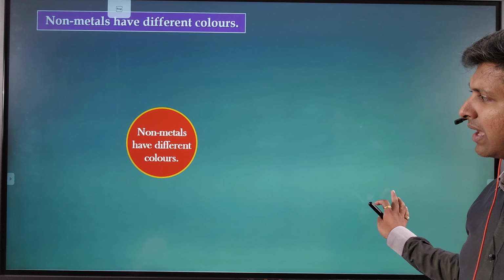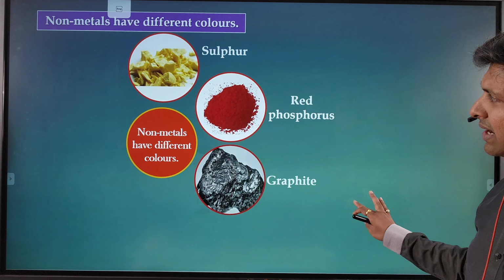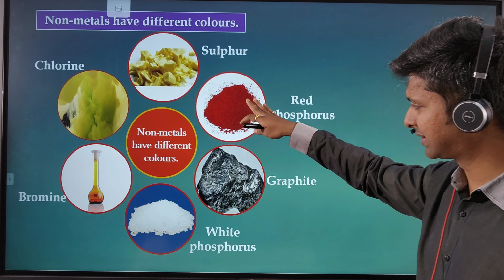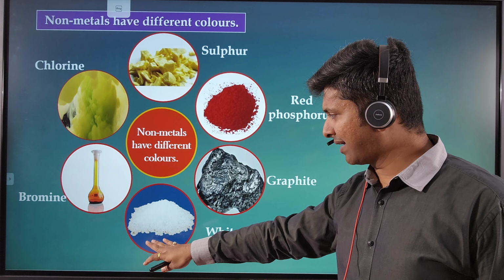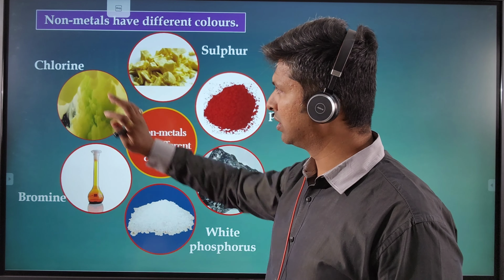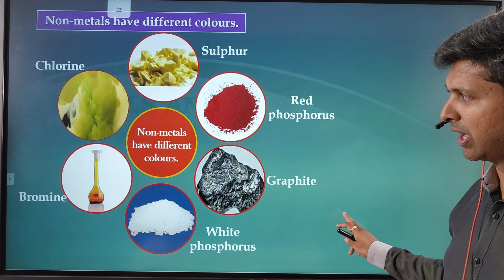The non-metals have different colors. You can see sulfur is yellow, phosphorus can be red phosphorus, white phosphorus is also available. Graphite is dark. Then we are having white phosphorus, bromine reddish brown, and chlorine is pale greenish yellow.